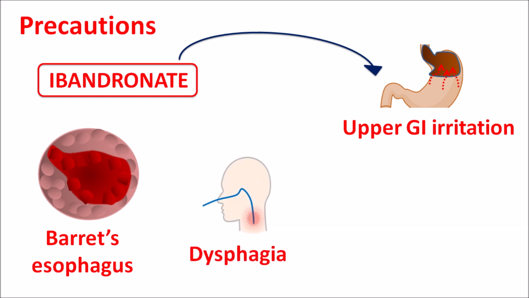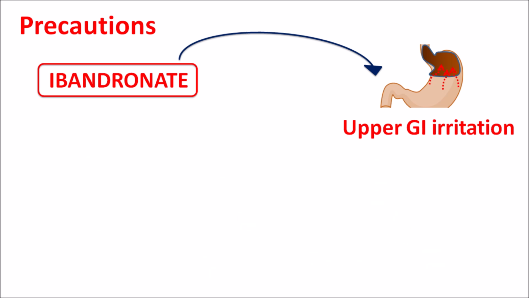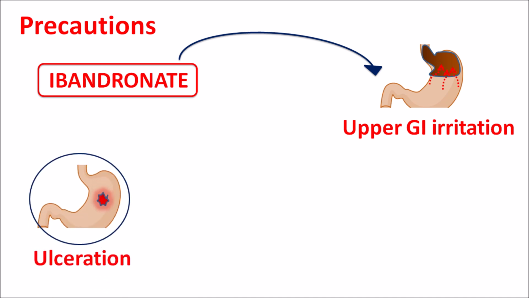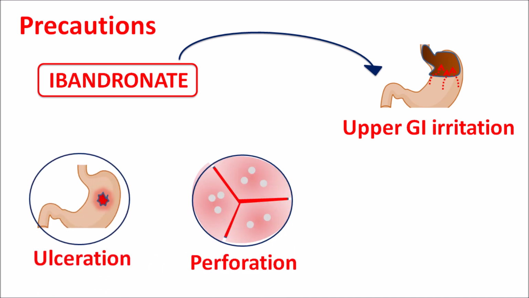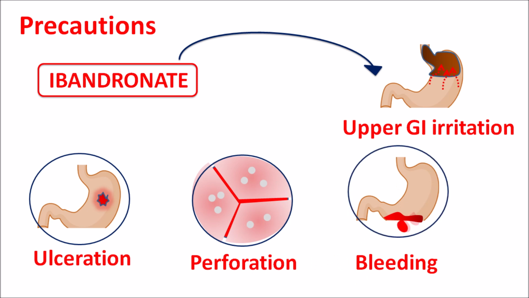Similarly, it can reduce the swallowing resulting in dysphagia. Even it can increase the inflammation resulting in gastritis. Similarly, it can increase the ulceration, perforation of the mucosa. Even gastrointestinal bleeding can also be observed with this Ibandronate, particularly at high dose.